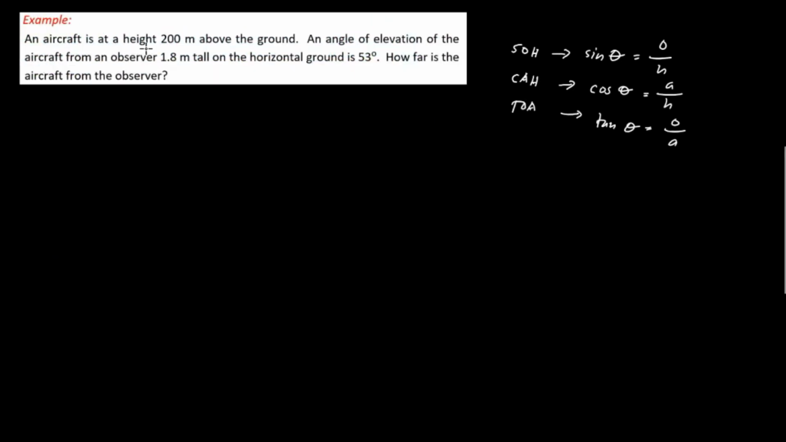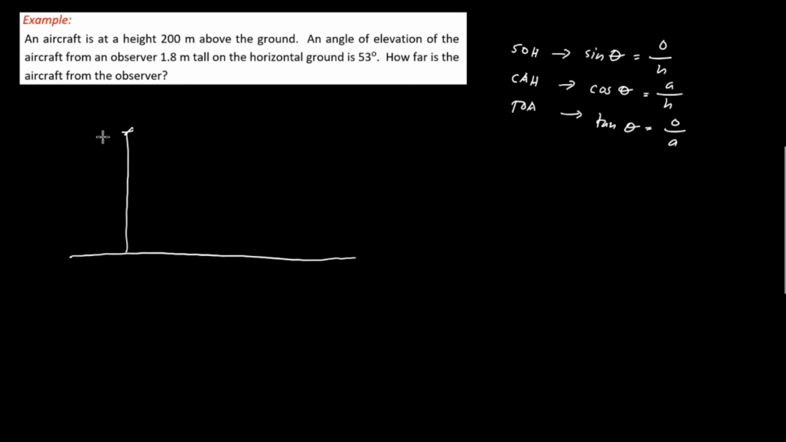Example: an aircraft is at a height 200 meters above the ground. An angle of elevation of the aircraft from an observer 1.8 meters tall on the horizontal ground is 53 degrees. How far is the aircraft from the observer? So, of the ground, and an aircraft is at a height 200 meters above the ground.